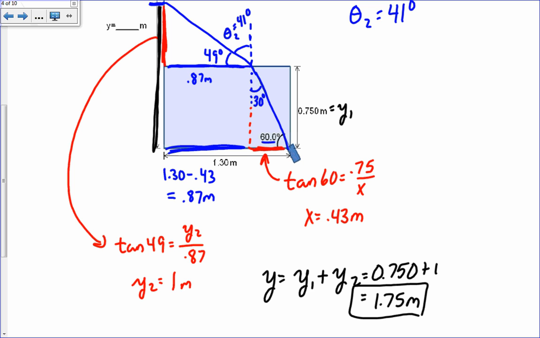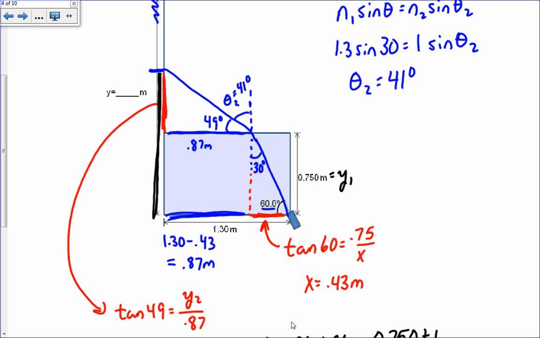A lot of geometry, trigonometry, figuring out various angles and sides, but that's really what a lot of optics is: geometry. And with a little bit of Snell's law, or the law of refraction, thrown in here to find the angle of refraction.